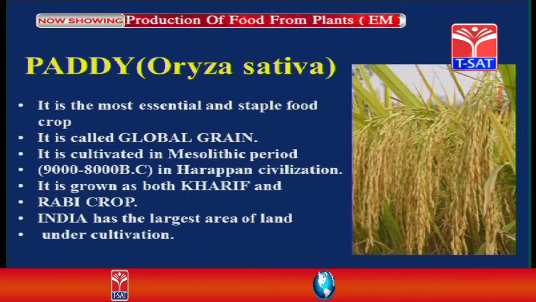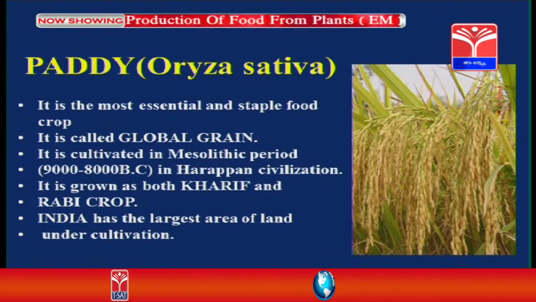Is it clear, children? Now, the scientific name of paddy is Oryza sativa. What is the scientific name? Oryza sativa. It is called the global grain. Why is it called the global grain? Because it is used all over the globe, it is consumed by all the people.